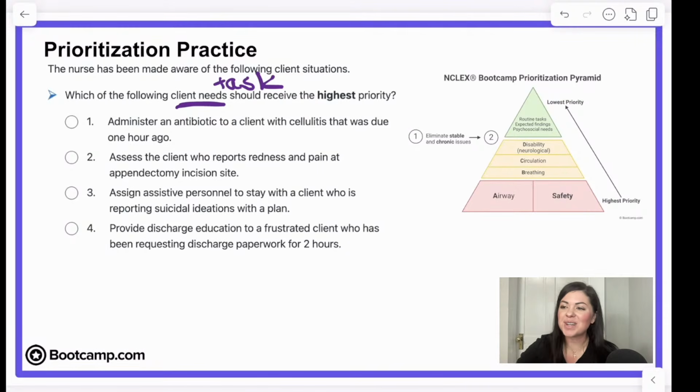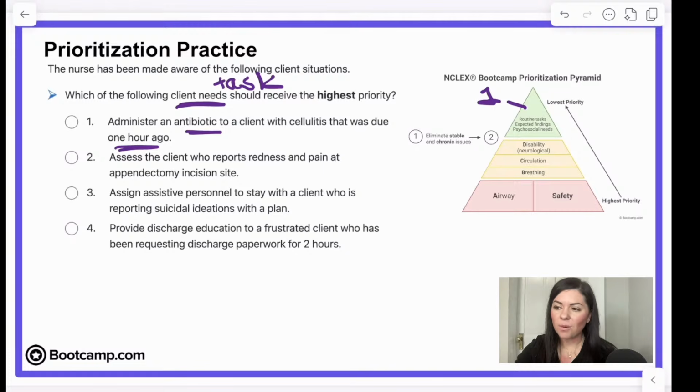So let's take a little bit closer look, because all of these things we need to do, right? So administering an antibiotic to a client with cellulitis that was due 1 hour ago. So that right there is a routine task that does not pose any type of life-threatening risk to our client if we delay it at all. Now, if we delay that antibiotic for days, certainly they'd be at risk for some issues such as sepsis, that type of thing.